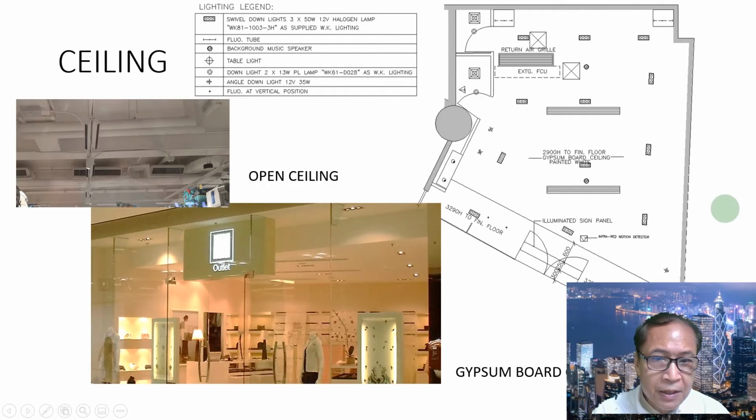This is the ceiling design of a fashion shop. You see, this is the air conditioning. This is the open ceiling. For the open ceiling, this is a fan coil unit. Simple layout. This is a fan coil unit, usually provided by the landlord. You only need to do a little modification.